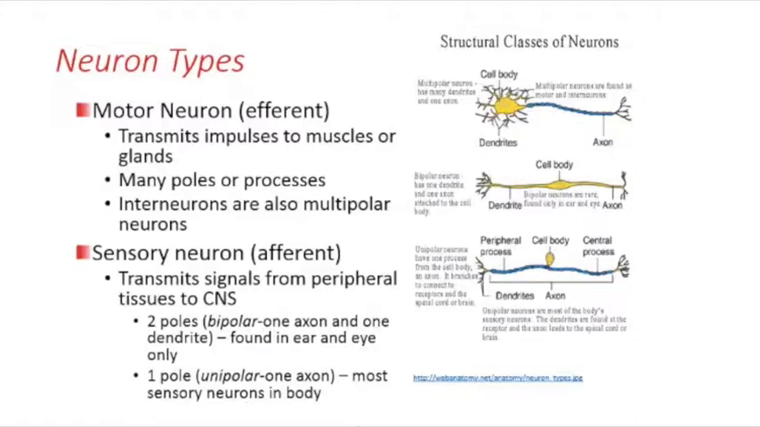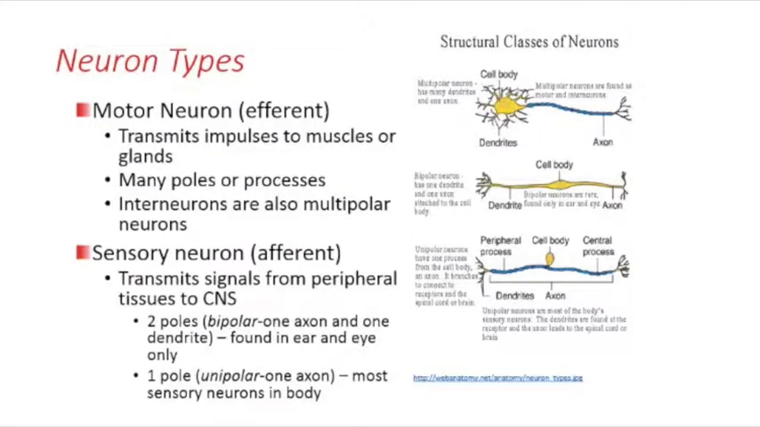The sensory neurons are of basically two types, a unipolar and a bipolar type. And the sensory or afferent neurons transmit signals from the peripheral tissues like the eye and the ear and the touch organs to the central nervous system. And the bipolar neuron actually has two poles, as indicated by its name, bipolar. There's one axon, one dendrite, and these bipolar neurons are relatively rare. They're found only in the ear and the eye. And the unipolar neurons comprise most of the other sensory neurons in the body.